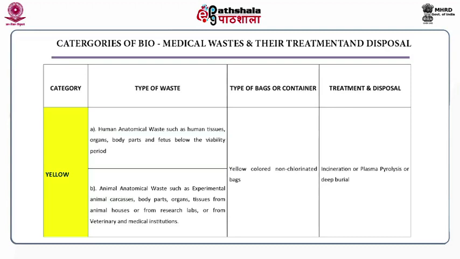Here, categories of biomedical waste and their treatment and disposal. Yellow type of waste is human and anatomical waste such as human tissues, organs, body parts and fetus below the viability period.